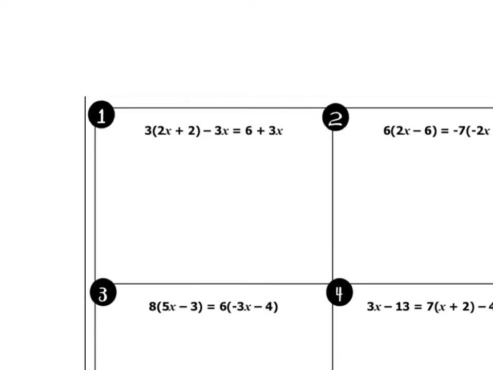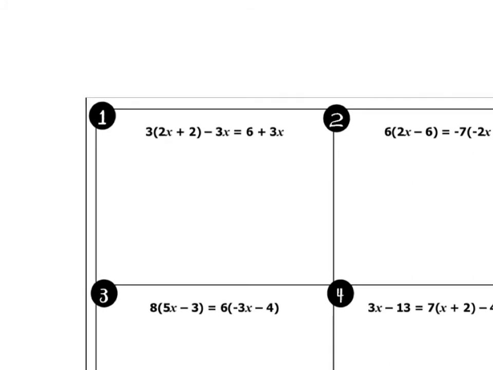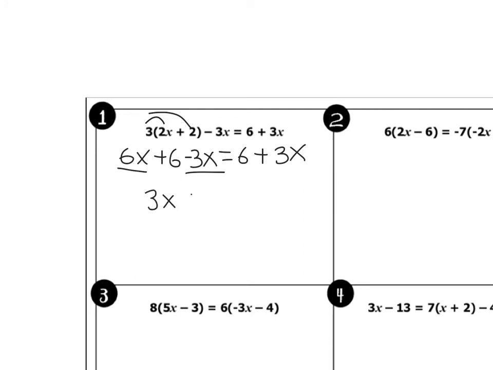So, go ahead and try and solve these on your own. See what you get. Hopefully you get it before I do. Pause the video, and then when you're ready, unpause the video and see if your answer matches mine. So for number 1, again, we're going to start with the distributive property. This is just what we've already done this week. So that would be 6x plus 6 minus 3x equals 6 plus 3x. After distributing, your next step is always to combine like terms. We do have some like terms on the left-hand side, so that would be 3x plus 6 equals 6 plus 3x.